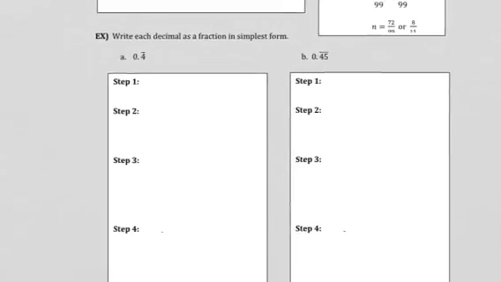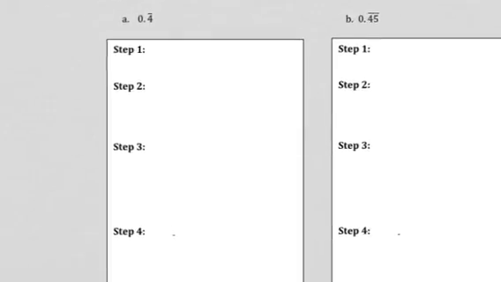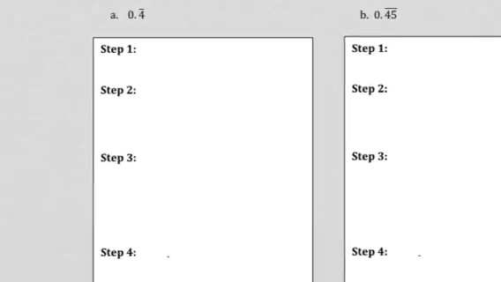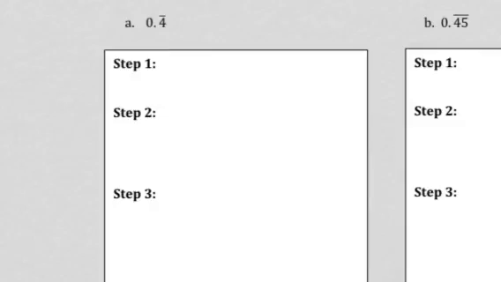So we're going to start with writing 0.4 repeating as a fraction. If you think about what numbers repeat, it's just the 4. So the first thing I'm going to do is write n or x equals 0.4, and I'm going to choose to write it out a little bit longer. And the 4's continue to repeat.